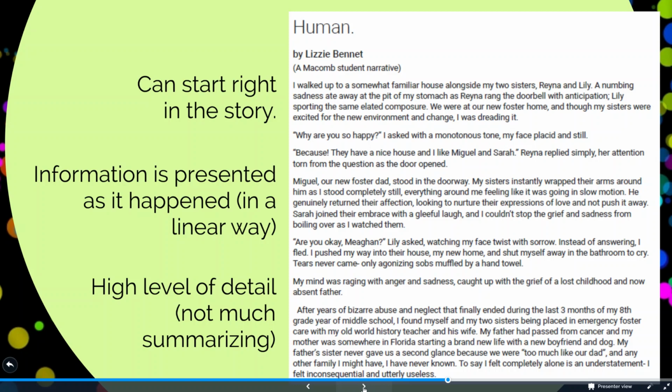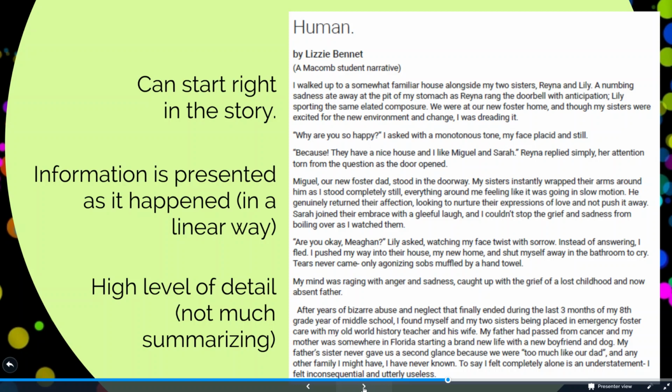So immediately we're put into the story and into experiencing the story. And narratives are written very similarly to fiction. Narratives are a nonfiction creative writing. So you have that starting it right away, and then the information is presented as it happened in a linear way. So whereas the news article starts with the end, here's everything that already happened, the narrative is going to lead you through it like it happened.